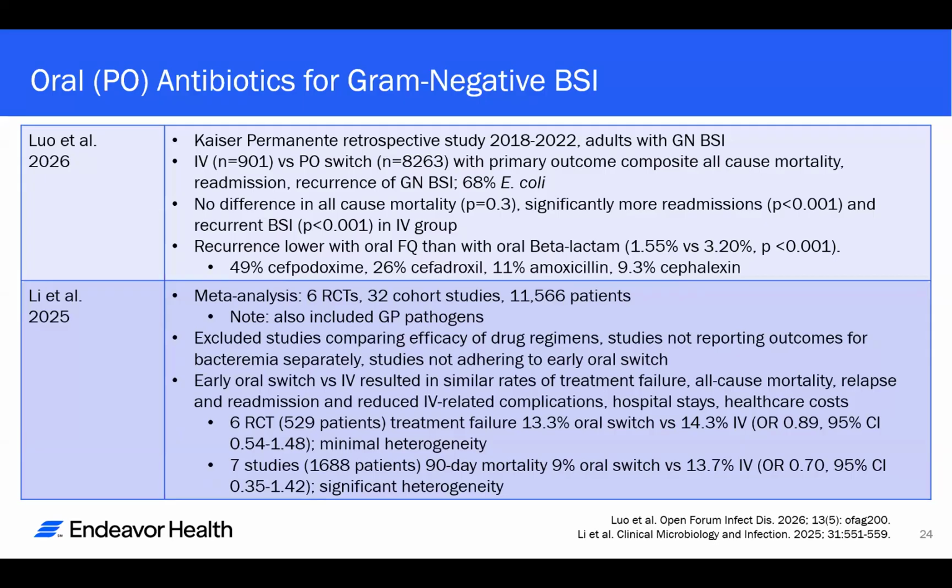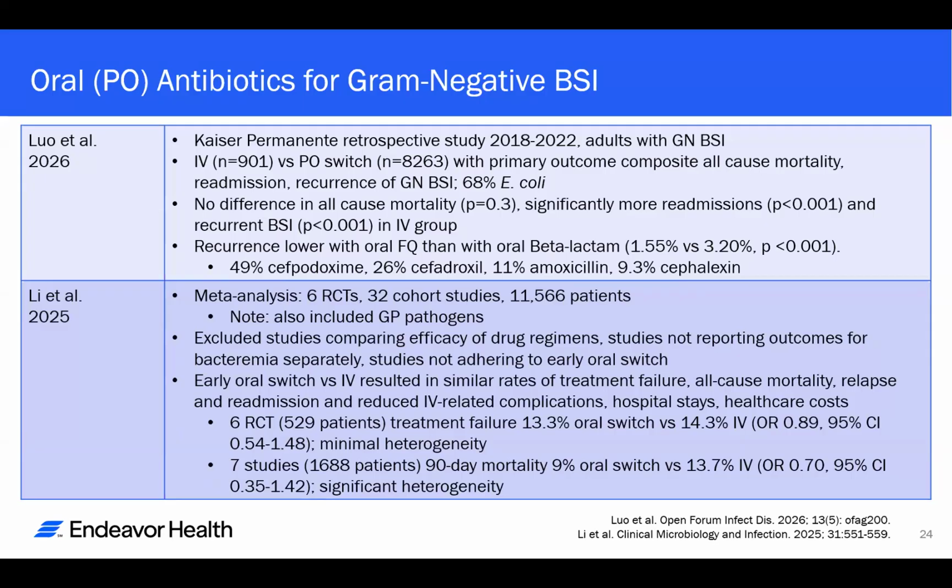Interestingly, they said that there was more recurrence in the cefadroxil and cephalexin patients than in the cefpodoxime. So we'll talk about that more, but just a little interesting thing. And then finally, from 2025, Lee and colleagues, this was a meta-analysis of 6 randomized controlled trials, 32 cohort studies, over 11,000 patients. This is a very robust paper. There's a lot of different endpoints that you can go and explore if you wish to. I just pulled out a couple here for us.